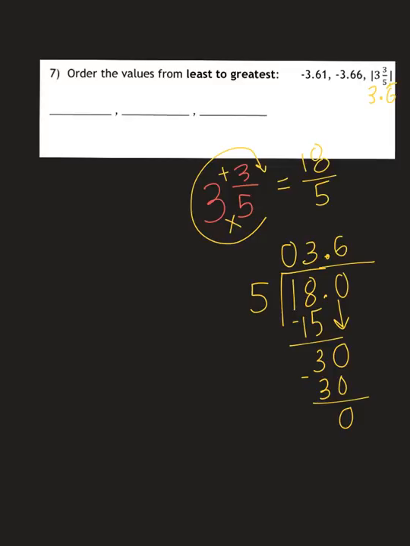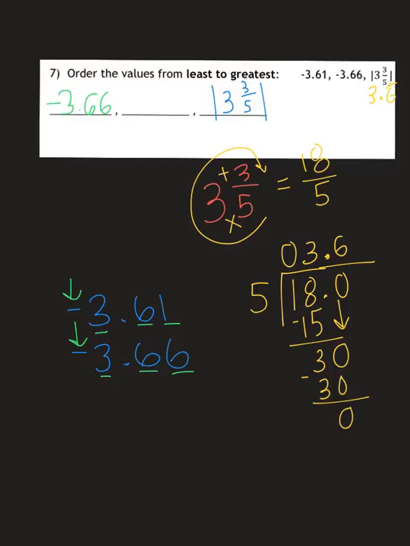Off the bat, there are 2 negatives and there's 1 positive. So we know our positive number is going to be our greatest. So we can put the absolute value of 3 3/5 all the way on the right because we know that's our greatest number. Now these other 2 numbers, we have negative 3.61 and negative 3.66. So normally we would go, okay, they both have a 3, gotta look at the next one. They both have a 6, we gotta look at the next one. And then we have a 1 and a 6, and normally we would say 6 is greater than 1. But this negative tells us we have to think backwards. So our number with the smallest value would be negative 3.66. And then negative 3.61 would be in the middle.